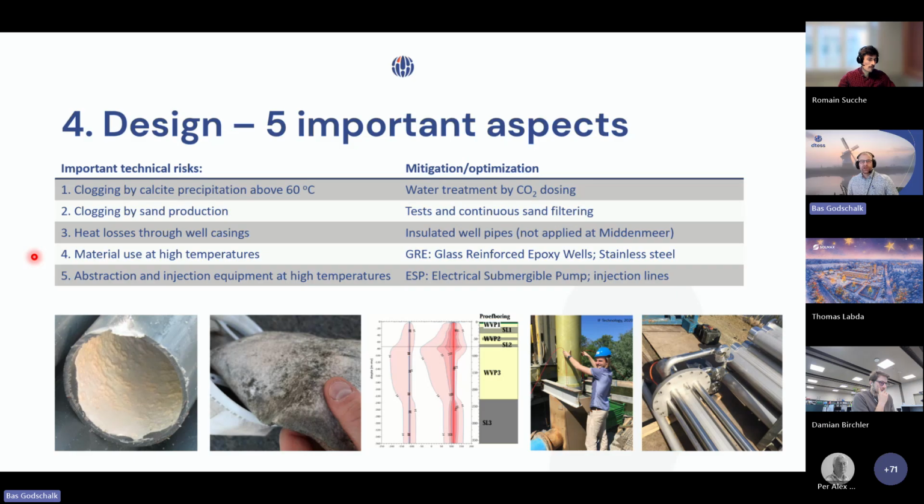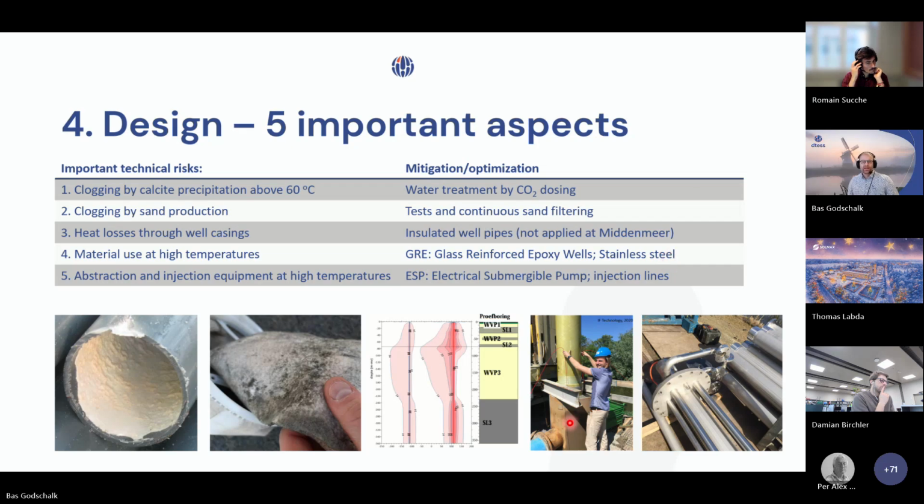The fourth point is that we had to select other materials than we are used to for ATES systems. For ATES, we often use PVC, but that starts to become weak and melt at temperatures above 50 degrees. So that's why we chose glass reinforced epoxy for the well piping, and also stainless steel filter screens at the bottom.